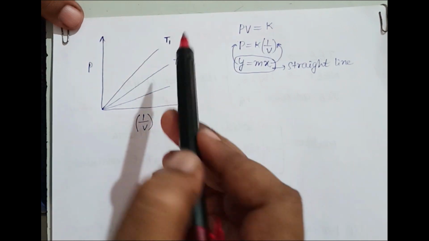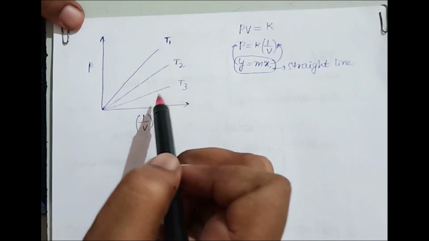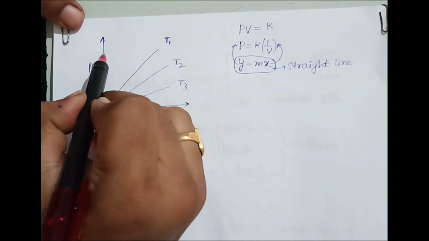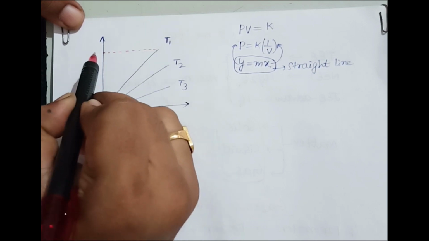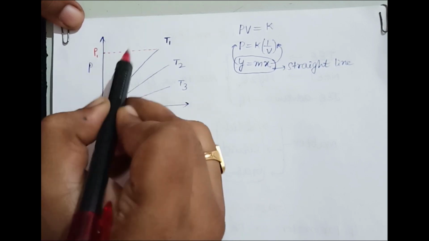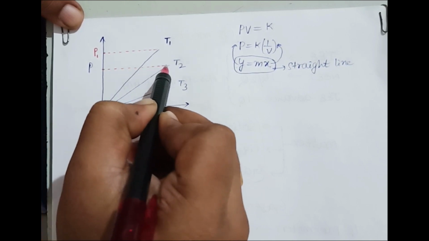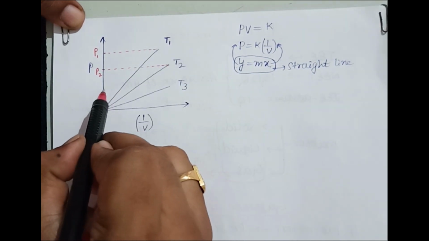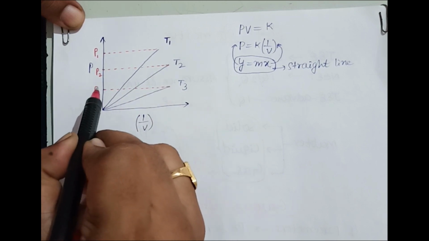Yes, here the volume is almost the same. I cannot compare with volume. What I will do is compare with the pressure. So here I will write the pressure. This time we are plotting it on the y-axis. This is the pressure P1, and this is a pressure P2, which corresponds to temperature T2, and this is a pressure P3 corresponding to temperature T3.